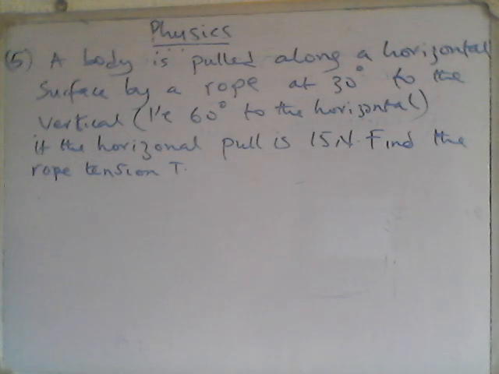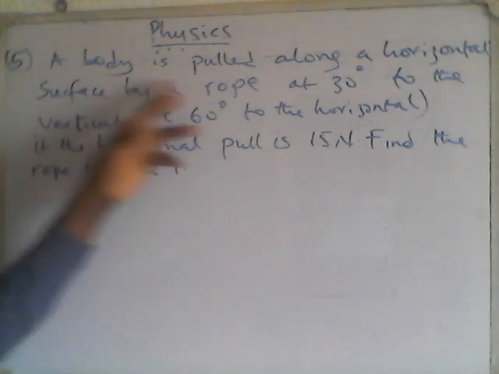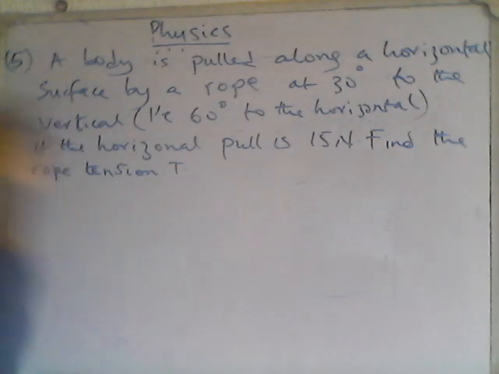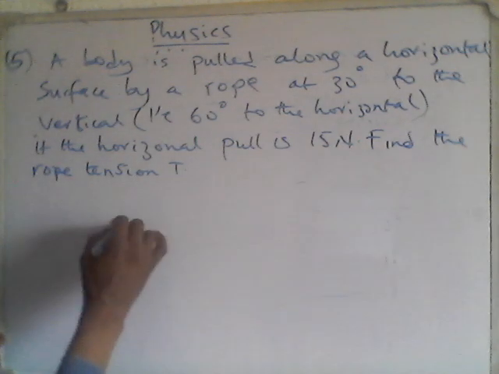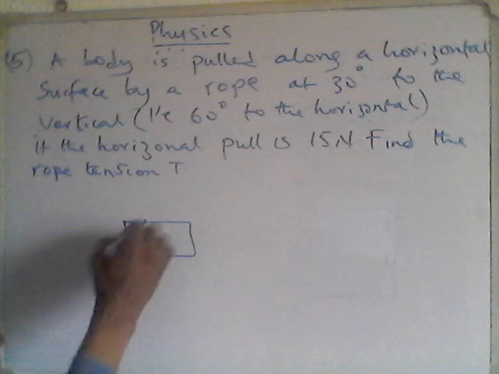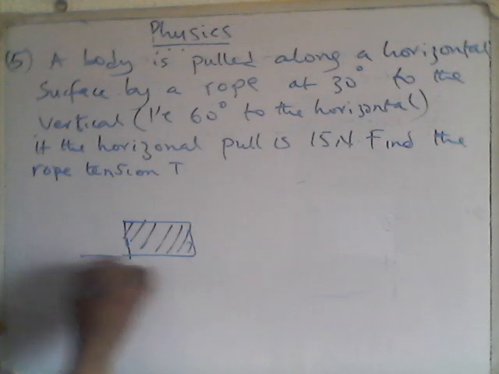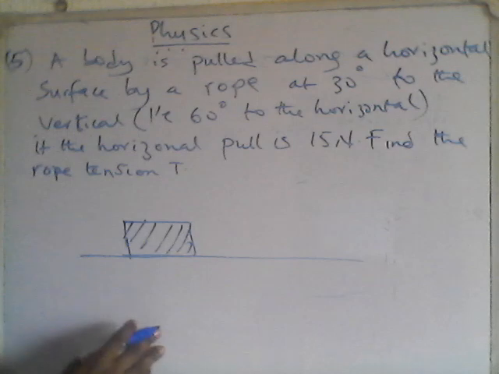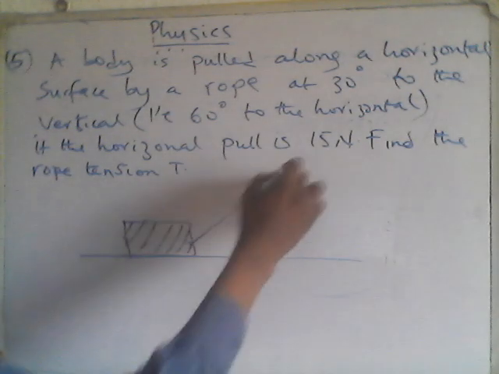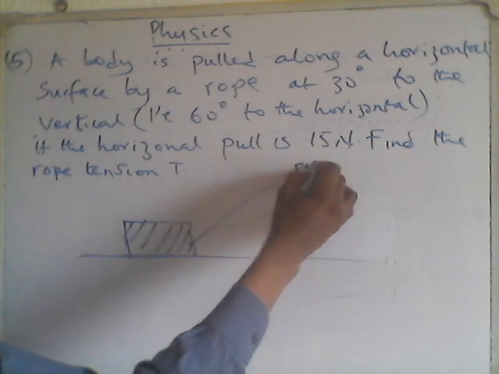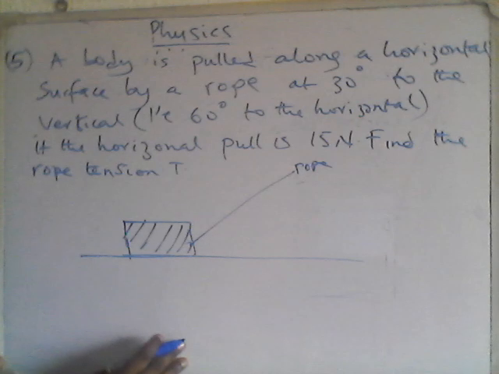Okay, so this question on the board says a body is pulled along a horizontal surface by a rope at 30 degrees. Okay, let's do a diagram to represent this. So this is the body. The body is pulled along the horizontal, this is the horizontal plane. So it's pulled along this horizontal by a rope. This is the rope at 30 degrees to the vertical.